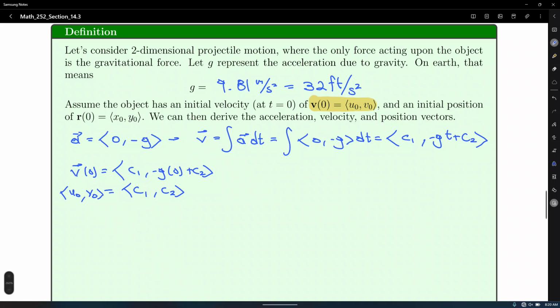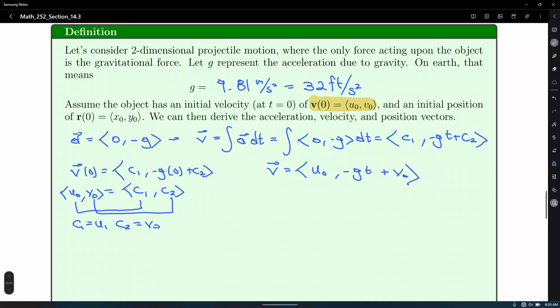And then again, two vectors are equal if their components are equal, right? So set components equal to each other. u0 equals c1, v0 equals c2. So c1 equals u0, c2 equals v0. So now we're good to go and write our velocity expression, or our velocity function. That is u0, comma, negative gt plus v0.